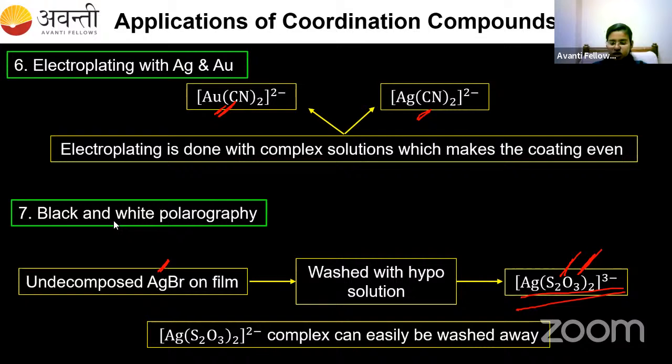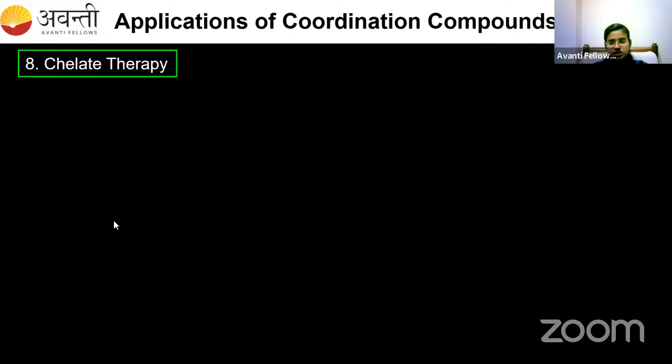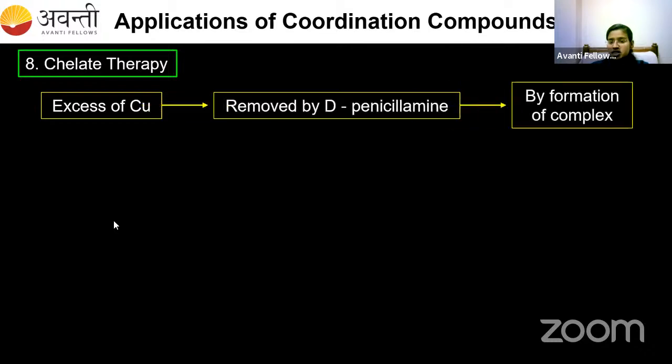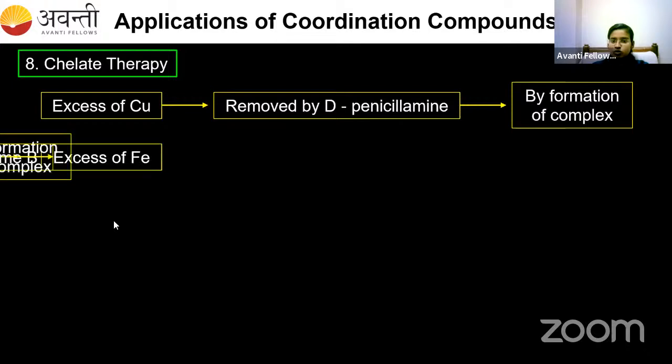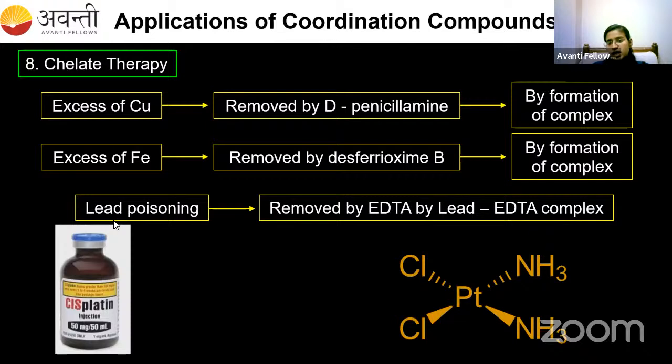Okay. Then next, the very important uses, it is used in chelate therapy. Coordination compounds are used in chelate therapy. So suppose if excess of copper is there in our body, what they will do? The excess of copper is removed by the formation of coordination compounds with the D-penicillamine medicine. Okay. And the excess of iron is removed by desferrioxime B by formation of coordination complex. And if lead poisoning occurs, then it is removed by EDTA by the formation of lead EDTA complex. Okay.